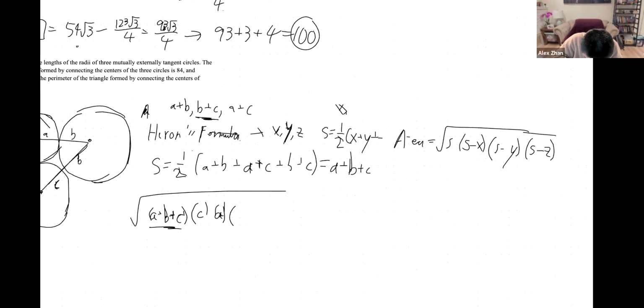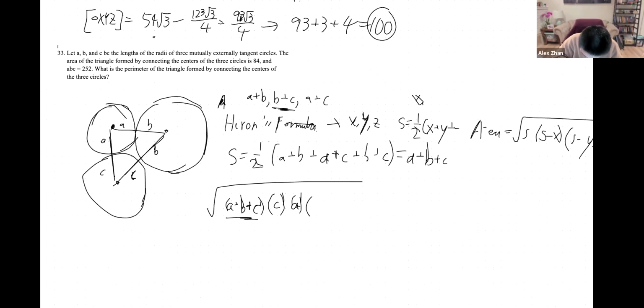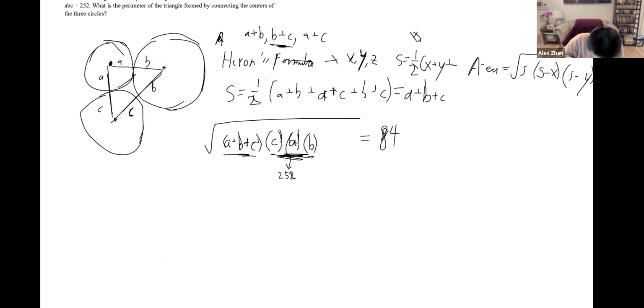Then we get that A plus B plus C times A times B times C, under the square root, is equal to the area, which is 84. And ABC, this quantity is already given to us in the problem. The problem tells us that this quantity is 252. So we can first get that A plus B plus C is equal to 84 squared over 252, and this is equal to 28.